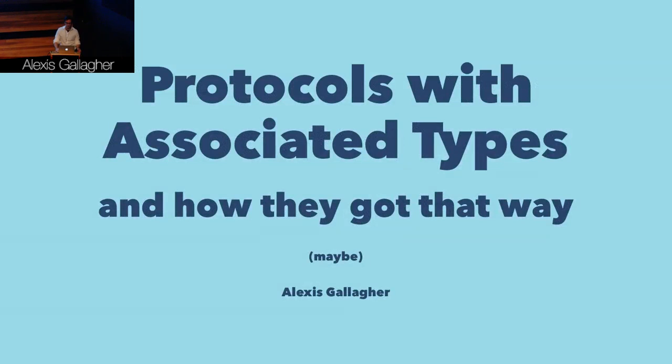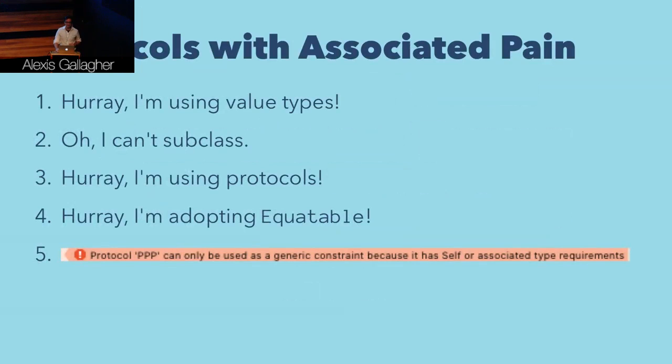Now, protocols with associated types. Why is this an interesting one to get into? I think the first reason is that they seem to cause a lot of pain. If you look at what you see on the internet, you see a lot of reactions a bit like this. Yes, I'm using value types. I'm using Swift. This is awesome.